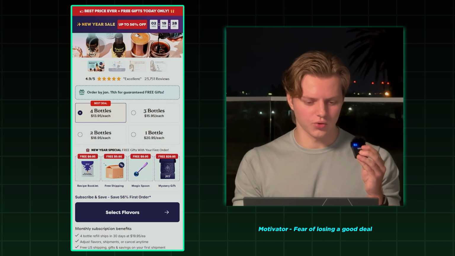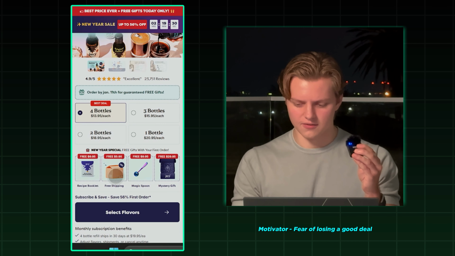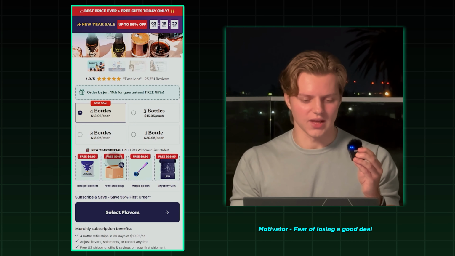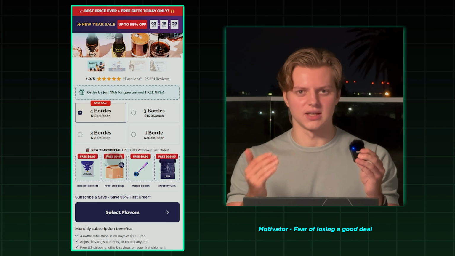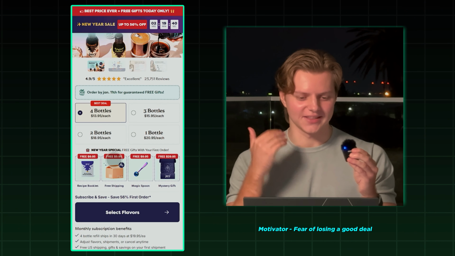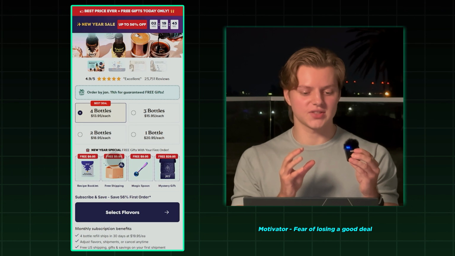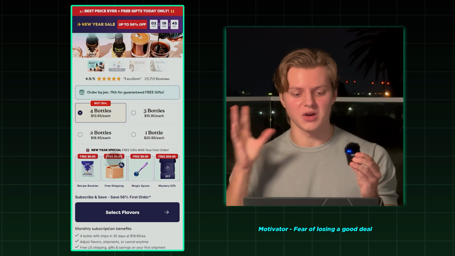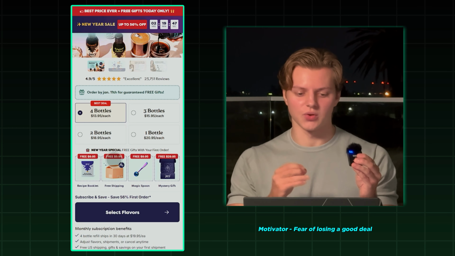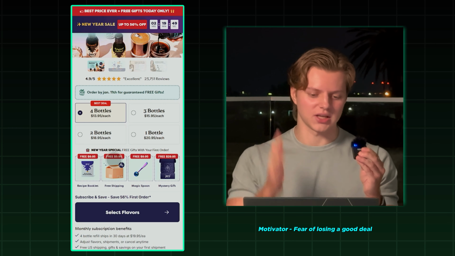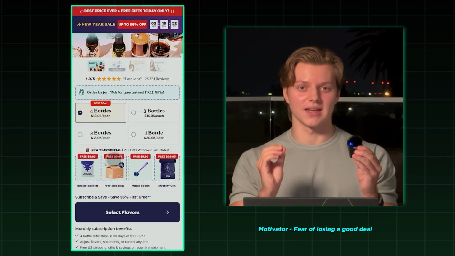Secondly, they have order by January 11th. For me right now, that's today. So they keep playing today regarding the offer for guaranteed free gifts. So again, they're using the exact same strategy here. They're not saying this does not apply tomorrow. They are simply saying this applies today. So the only thing you know is that you will get these free gifts and this incredible offer today. You don't know you get this tomorrow. This increases the fear of loss motivator of losing out on a good deal.